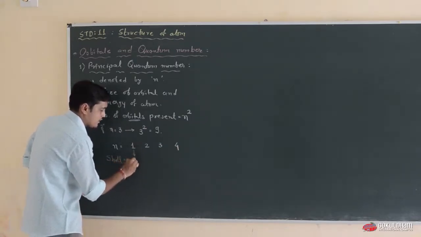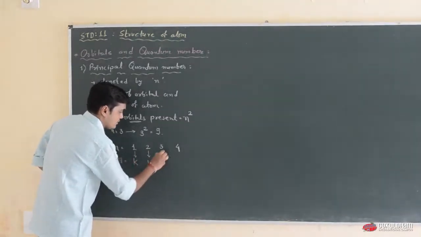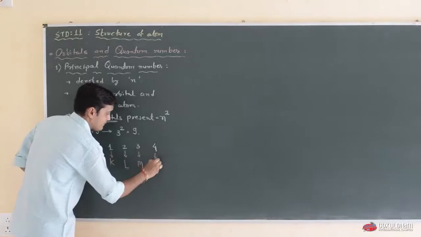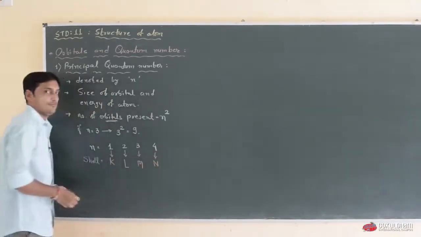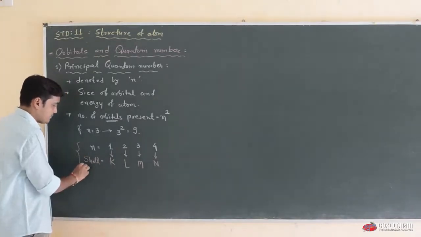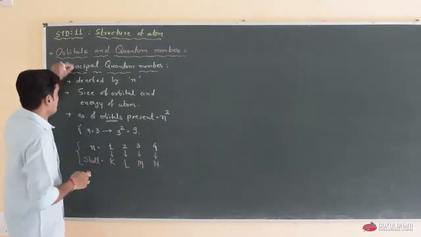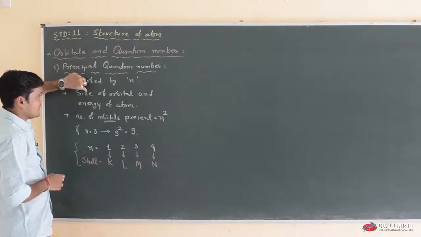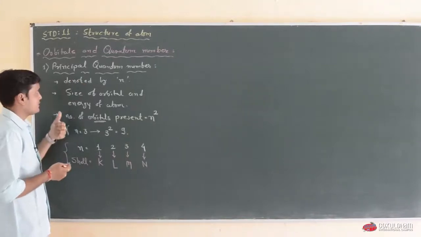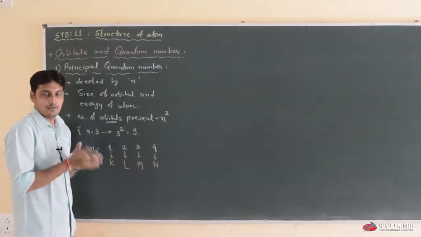When n is equal to 1, the orbit is known as K. When n is 2, the orbit has symbol L, for n equal to 3 it is M, and when n is 4, the symbol of the orbit is N. So this is the most important part of the principal quantum number. The principal quantum number decides the size of the orbital and the energy of an atom. It is majorly used in atomic configuration.